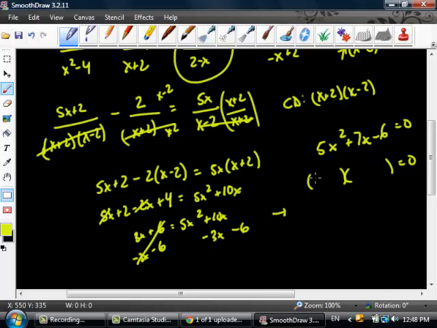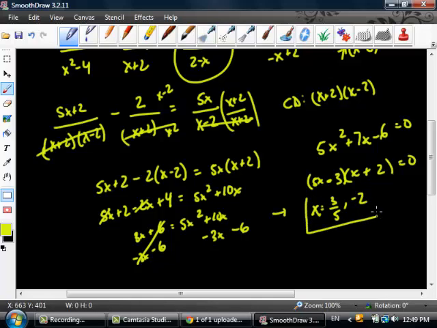Factor that out. So this is 5x and x. I believe this is a 2 and this is a 3. Just kidding, 3 and a 2. Let's see here. In order for me to create a positive 7, this needs to be positive and negative, and I still get a negative 6. So x equals 3/5 and −2.